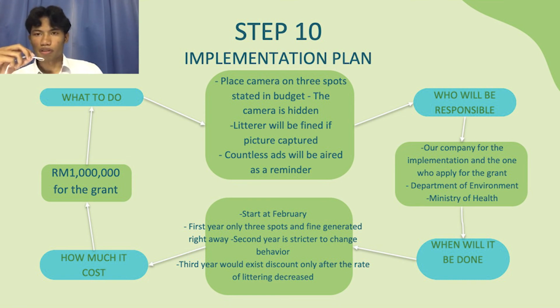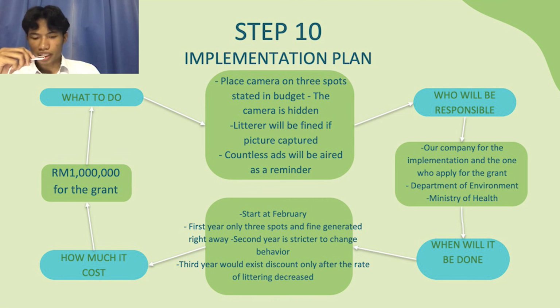Who will be responsible? The first one that will be responsible is our company, our organization, because we are the one who implements the campaign. And then the second one is the ones who apply for the grant, and then the Department of Environment and the Ministry of Health. Why the Ministry of Health? Because this department once collaborated with DBKL for people who throw cigarette butts in Kuala Lumpur.